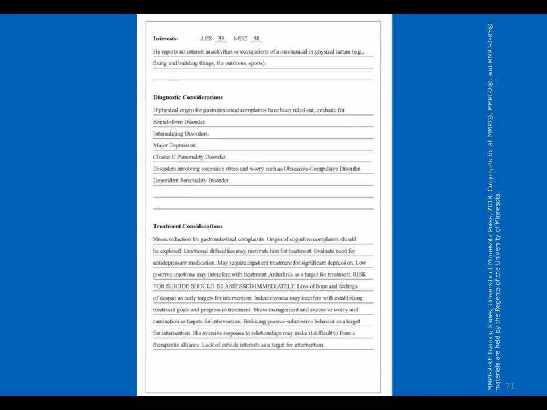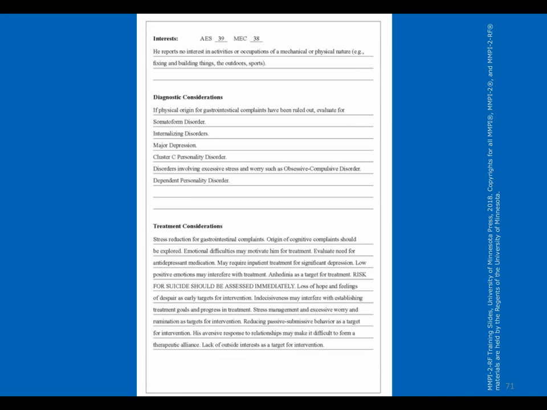And here too, we have a summary of all the possible treatment considerations based on elevated MMPI-2-RF scores from any substantive domain. So we have, for example, stress reduction for gastrointestinal complaints, origins of cognitive complaints should be explored, emotional difficulties may motivate him for treatment, evaluate for antidepressant medication, may require inpatient treatment for significant depression. Given his circumstances, that's probably a very appropriate treatment consideration. Low positive emotions may interfere with treatment, anhedonia is a target for treatment, and risk for suicide should be assessed immediately in caps there, again because of that very high elevation suicidal death ideation.